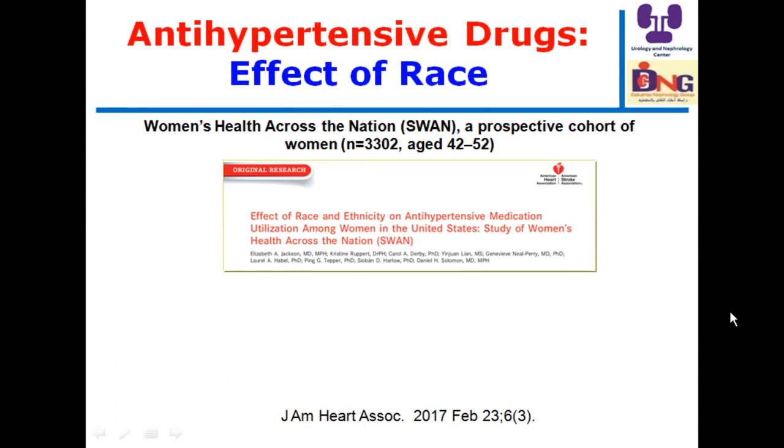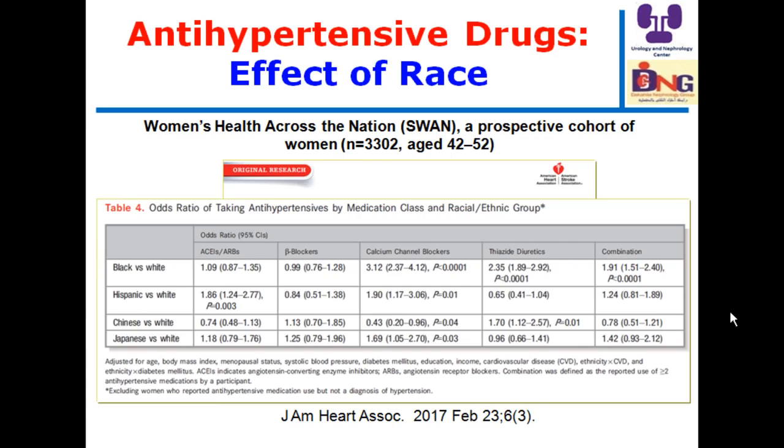This is the Study of Women's Health Across the Nation, a prospective cohort study that included 3,000 women, discussing the effect of race and ethnicity on antihypertensive medication utilization among women in the United States. So these are the main results. Among this larger cohort of multicentric midlife women, use of antihypertensive medications increased over time, with angiotensin converting enzyme inhibitors or ARBs becoming the most commonly used antihypertensive medication, even for blacks. Thiazide diuretic utilization increased over time for all races, as did use of calcium channel blockers among blacks. So here the use of calcium channel blockers and diuretics in blacks is increasing. Both patterns are in line with guideline recommendations. So this is just to show this.